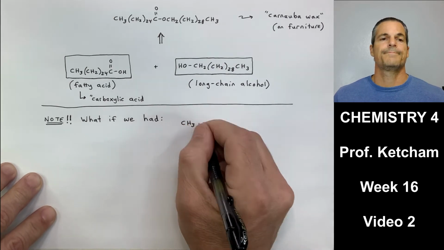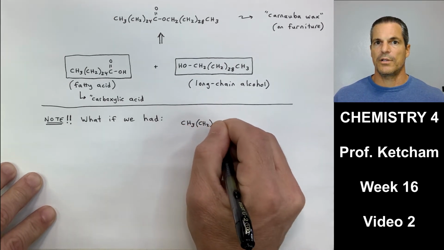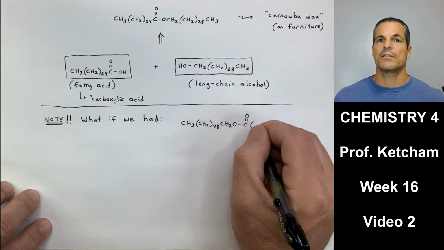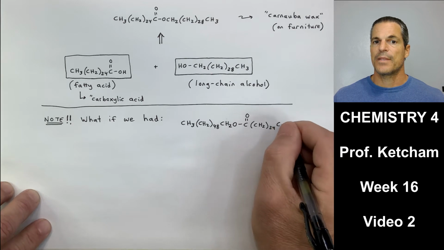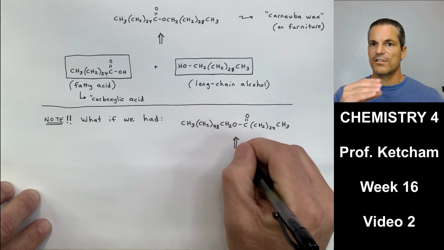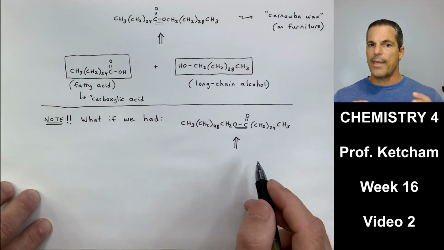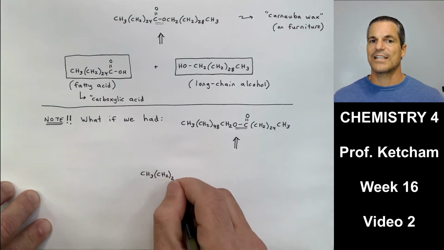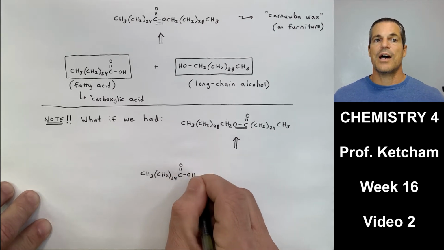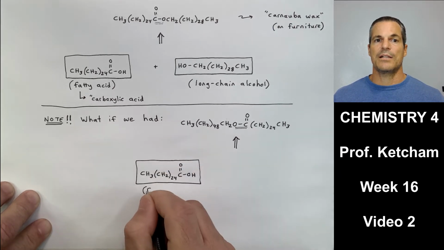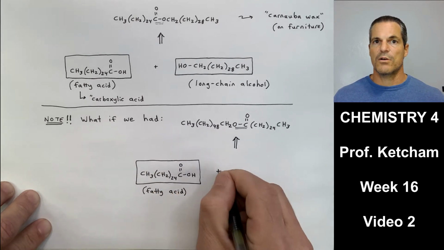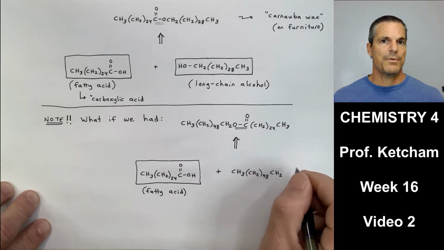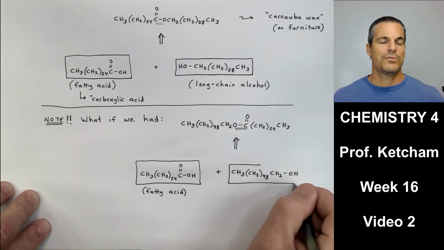It's on furniture. Now, here's what I was talking about earlier on the last page. Note, what if we had written carnauba wax, the furniture wax, like this? Here you see how the oxygen is to the left of the carbonyl carbon. Well, that oxygen is where all the long chain alcohol part is connected. So if that were the case, I would have a different fatty acid on top there in that top left box and a different long chain alcohol. So you have to pay attention to the way that the product is offered to you on paper before you can break it down into the proper two reactants.